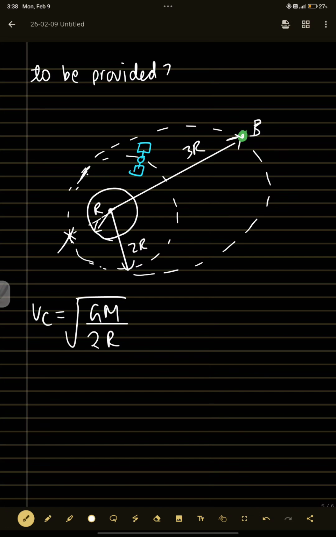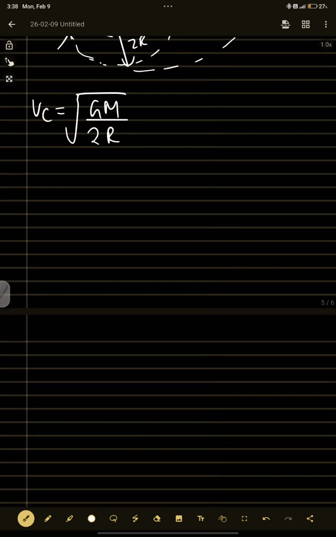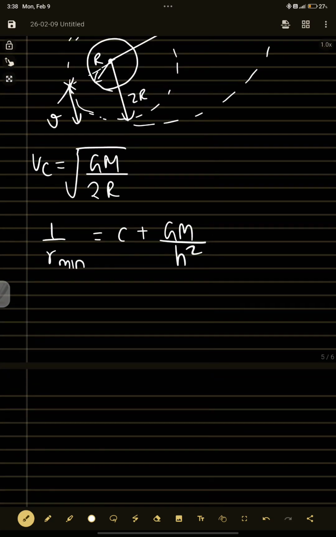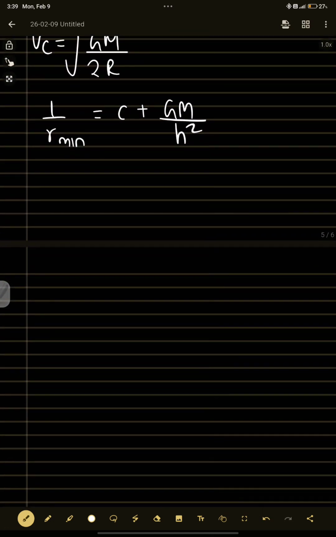So how will we do it? Now all of the inputs we have received. Would you like to try? So at r minimum, the equation of the conic section is GM by h square. Let me call this velocity after firing to be v. So how can we write h? r into v. Which r will it be here? 2r. 2r into v whole square, right? Yes.